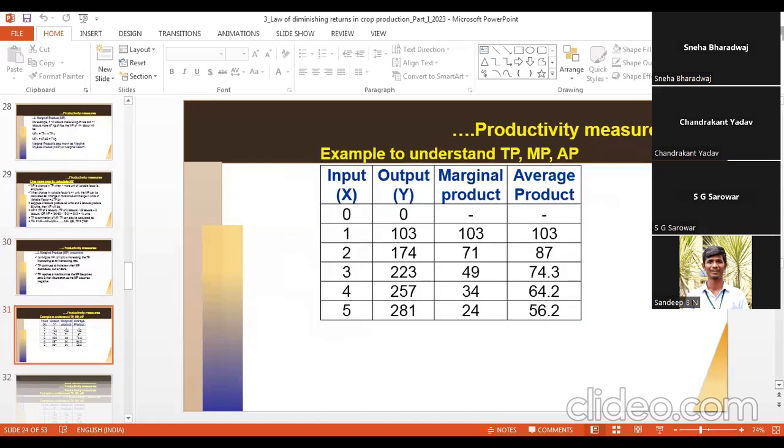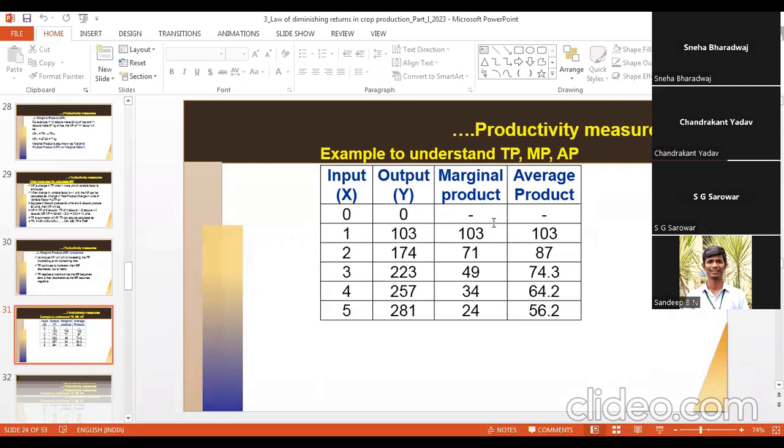Now you can try to understand how these average and marginal product are calculated, and their relationship. Input is X: 0, 1, 2, 3, 4, 5. If your input is 0, you will get output 0. It is quite natural. But when input is 1, suppose the output is 103, then for 2 it is 174, for 3 it is 223, for 4 it is 257, and then 281. So these are the different outputs of the input. This is variable input 1 to 5.